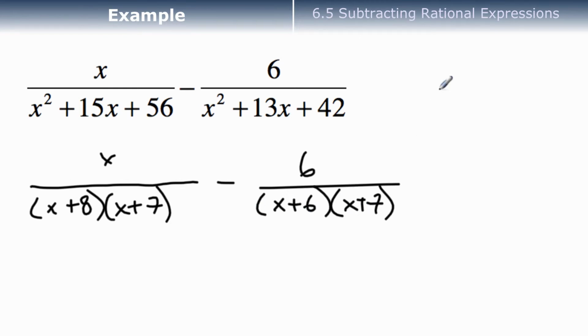So now that I've factored them, I can determine what my lowest common multiple is. So I need an x plus 8. I need an x plus 7.